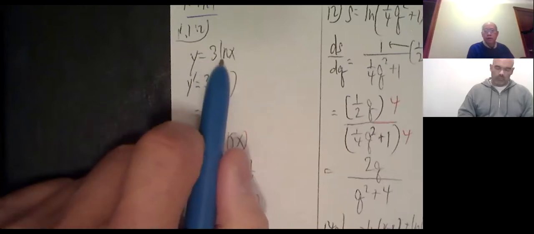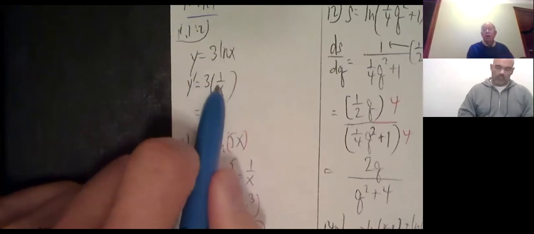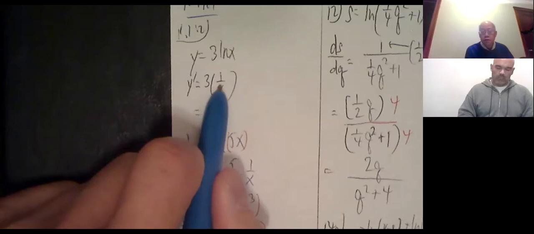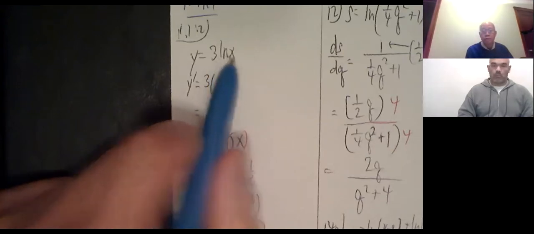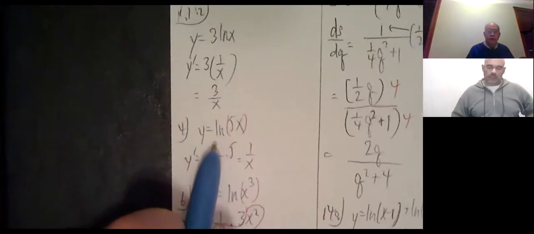Okay, so the derivative of natural log of x is 1 over x. We will do the chain rule also. If you have ln of something more complicated, then we'll do the chain rule. In fact, number 4 is a good example of it.